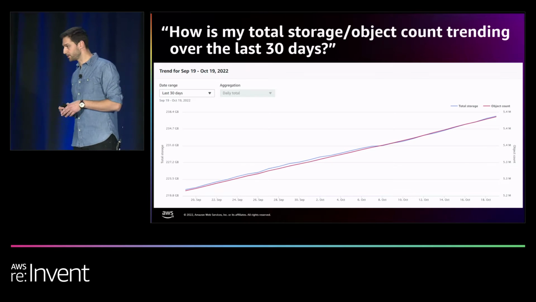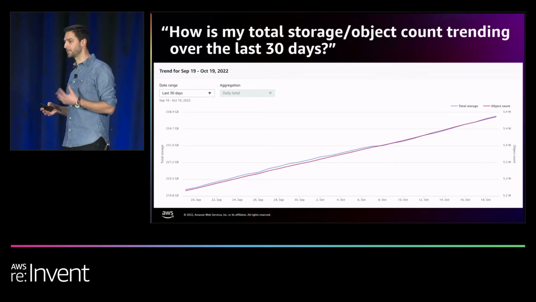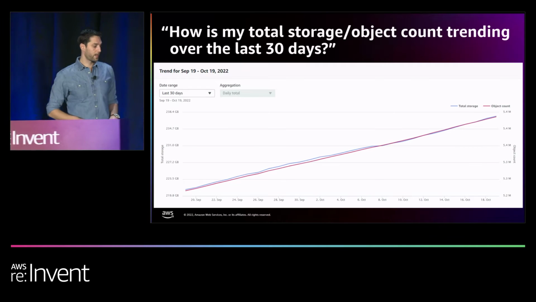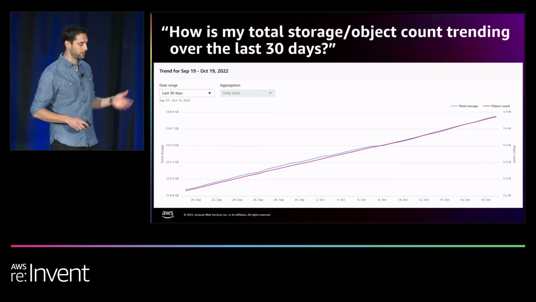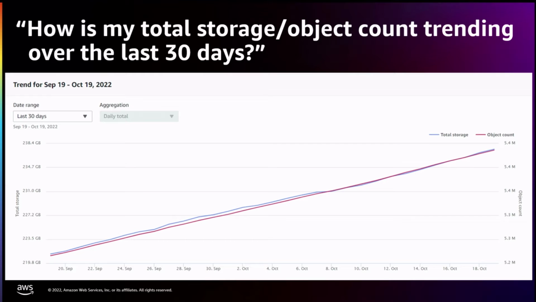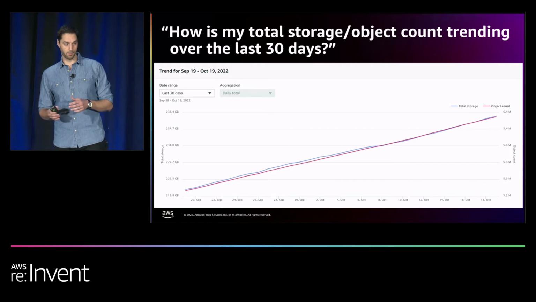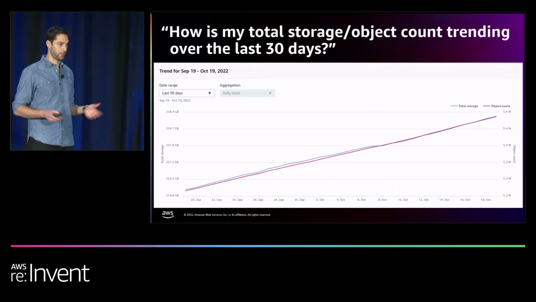So just to show you some examples, let's say that you want to understand how your total storage or object count is trending over the last 30 days. You can use the out-of-the-box trend analysis and set up the date range for your last 30 days. And here you can see two trend lines. The red trend line represents object count. The blue trend line represents your total storage, and you can clearly see steady growth rates over your last 30 days. I can also see a very strong correlation between my total bytes and my object count, so I can infer that my bytes are uniformly distributed across my objects. With this view, it's also very easy to identify any anomalies, seasonalities, or spikes in my object count or total storage and investigate or plan accordingly.